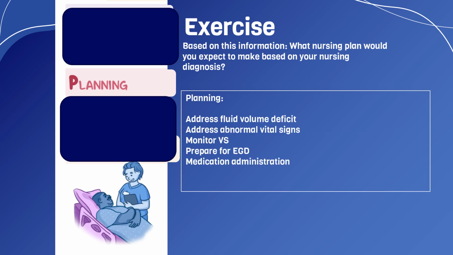So we're going to need to address the fluid volume deficit, address the abnormal vital signs. We want to continue to monitor vital signs to make sure the patient's vital signs are abnormal only because they're dehydrated. Remember that hemoglobin and hematocrit is kind of borderline. And so if the patient has further changes in their vital signs, I would be concerned that they're bleeding, so that gastritis has gotten to the point where the tissue is bleeding internally.